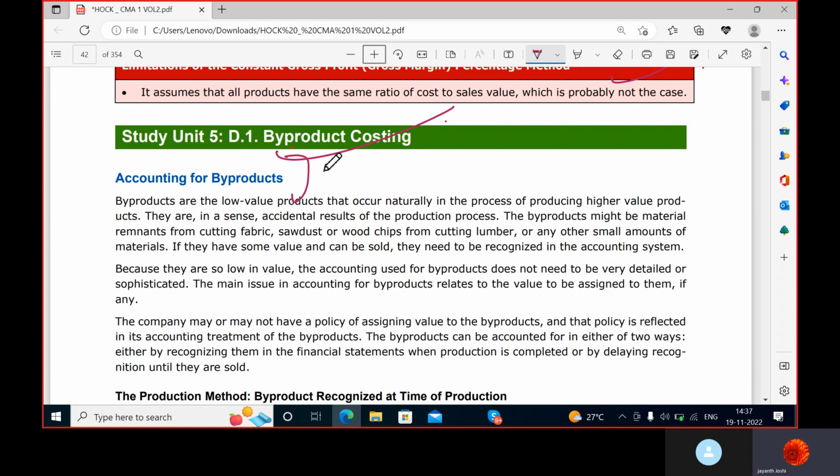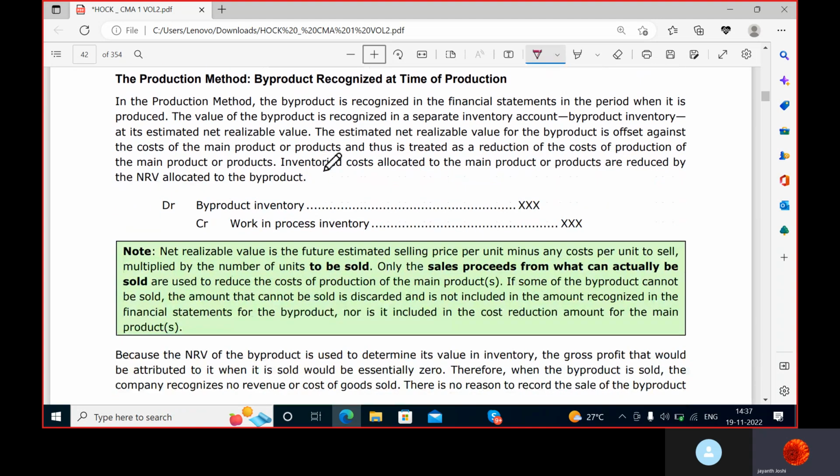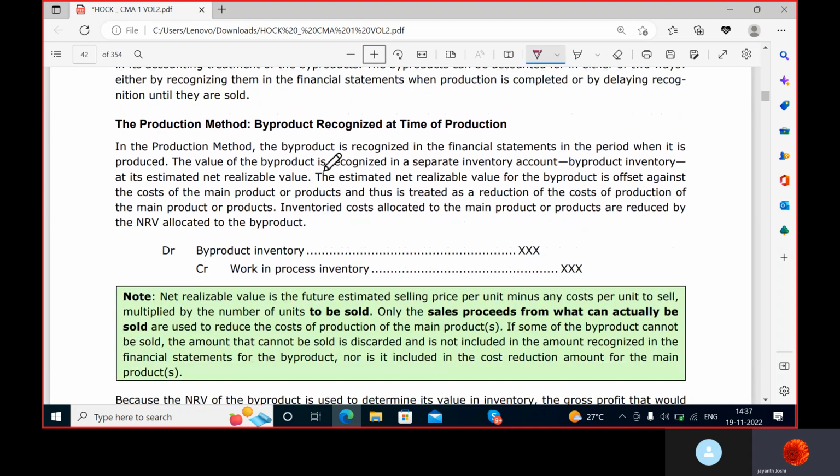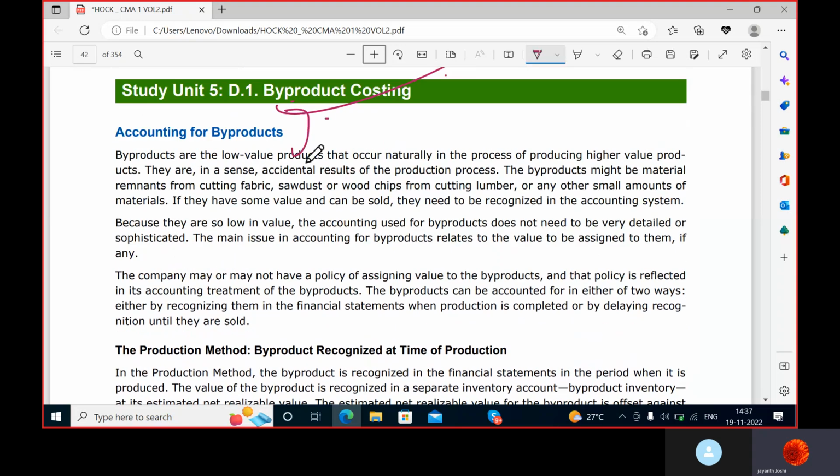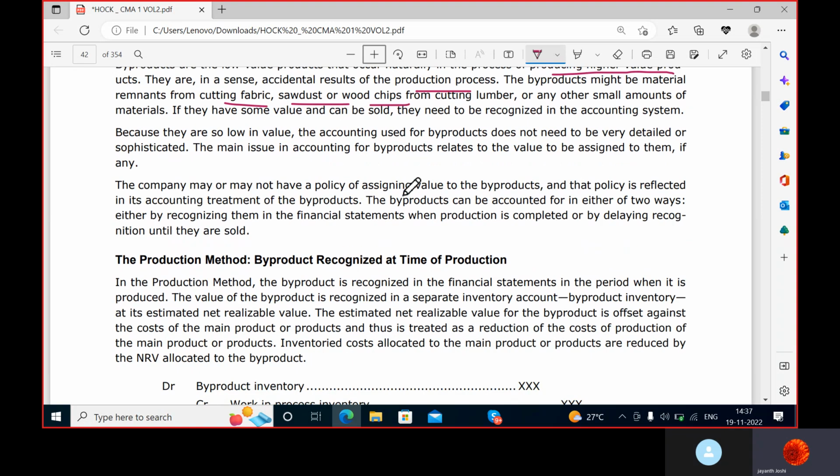It comes out, but byproduct costing is not given to you in the CMA curriculum. Just one page they have given, and what they have given about byproducts is that byproducts are low value products that occur naturally in the process of producing higher value products. They are in a sense accidental results of the production process. The byproducts might be metal remnants from cutting fabric, sawdust, wood chips. I already explained this one. So the company may have a policy of assigning value to byproducts, and that policy is reflected in its accounting treatment of byproducts.